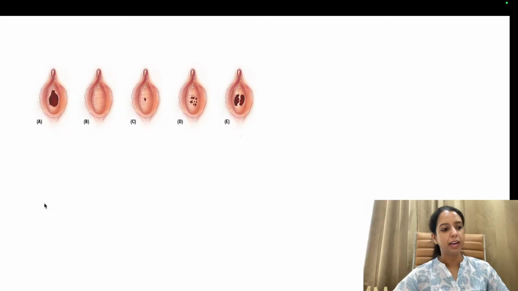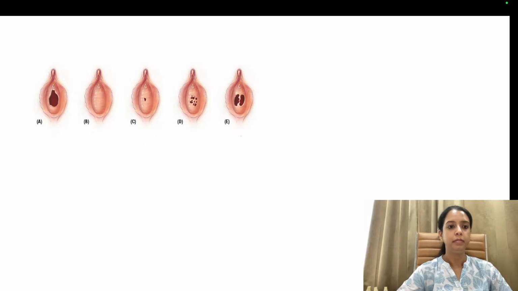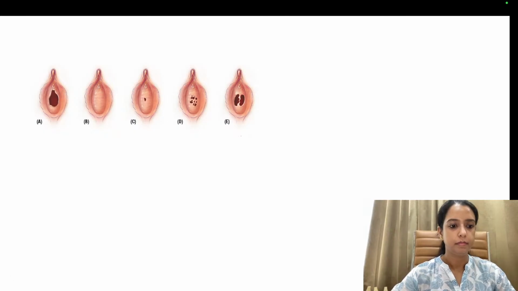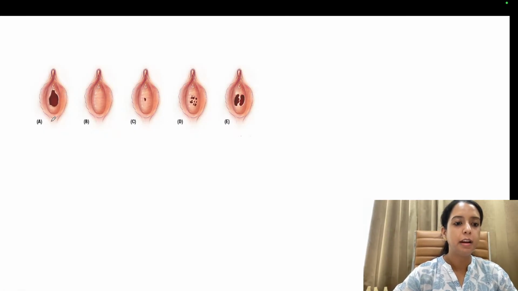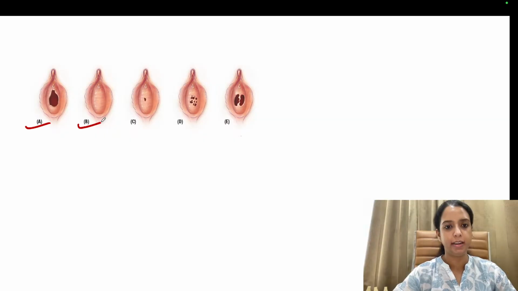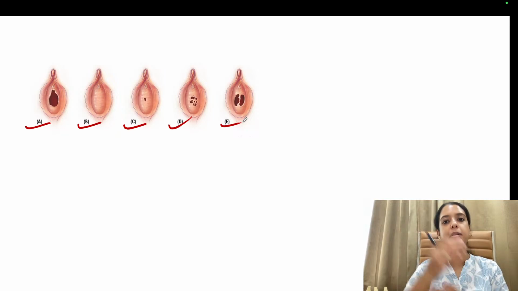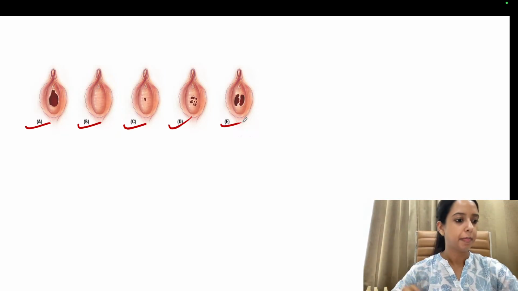Hymen. The question has been asked on this hymen. This is a normal hymen tissue. This is imperforate hymen. This is a micro hymen, very small opening. Cribriform hymen, septate hymen. So these are anatomical embryological disorders that can happen in hymen. Okay.